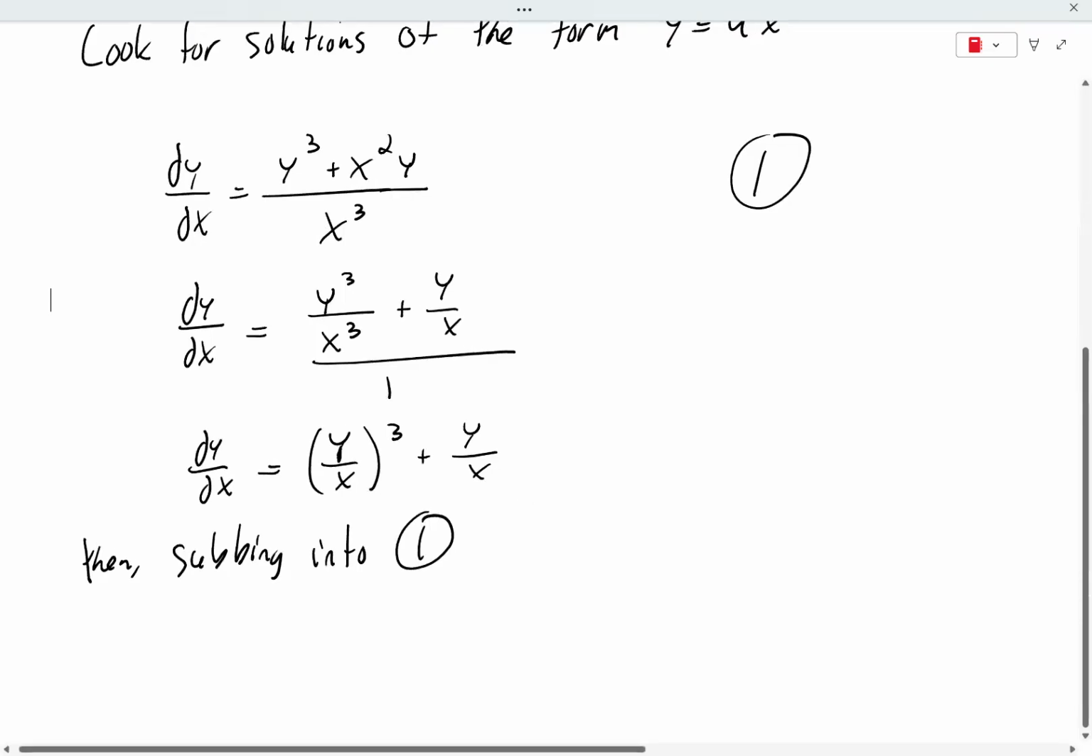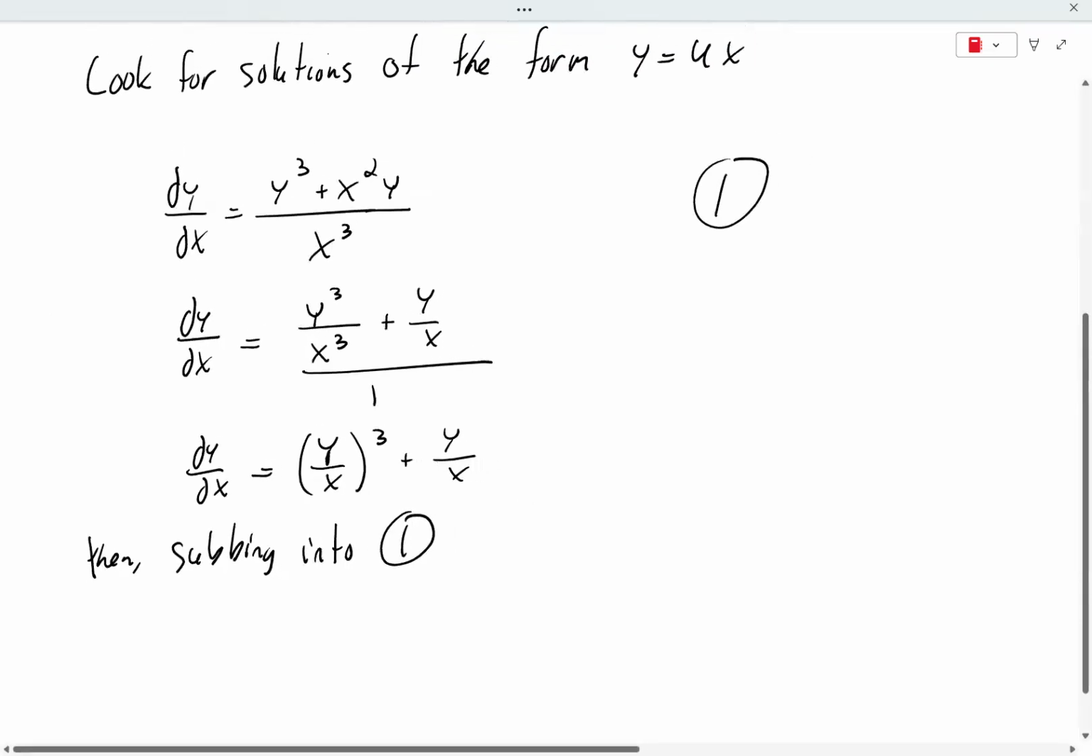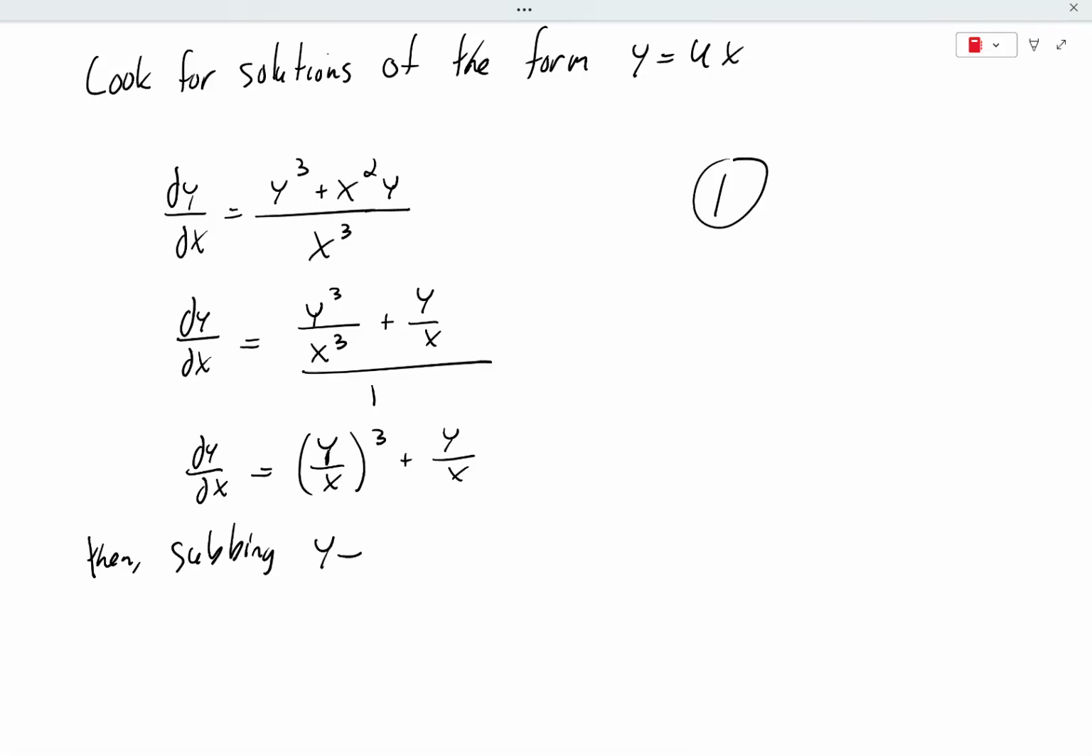So what happens there then? So I get, let me say subbing y equals ux, like this, into number 1 here. What happens there? And so you get d. So you take the derivative here then. You've got to use the product rule there, right? So it's u prime x plus u times 1.